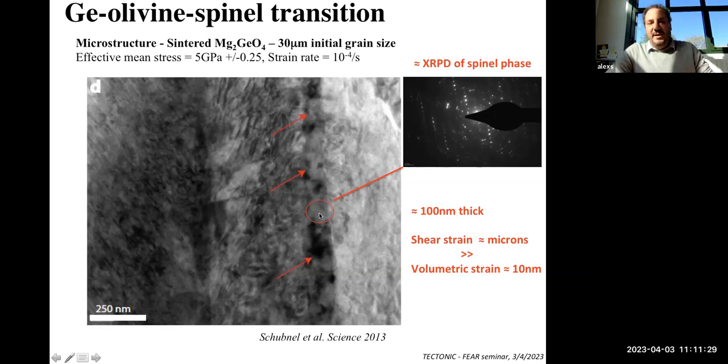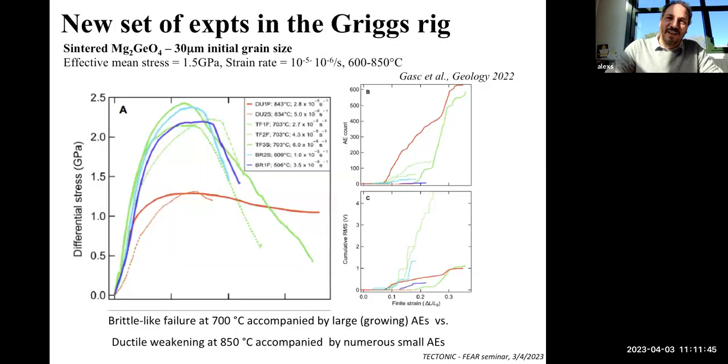And so one of the problems with synchrotron experiments is that it's very hard to be systematic because you don't have a lot of synchrotron time, and to perform long experiments in the synchrotron is kind of an oxymoron. So one of the things is that in the Griggs apparatus we can produce long experiments, and Julien Gasc has done a full new set of experiments on the germanium olivine. Here I show you something like half a dozen experiments performed with increasing temperature. So the red ones are the very hot ones.